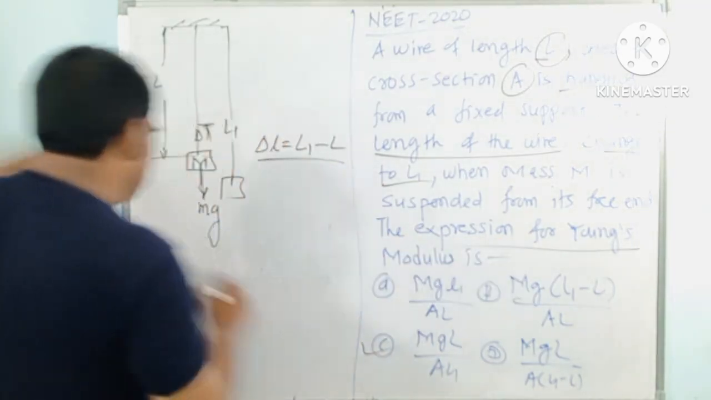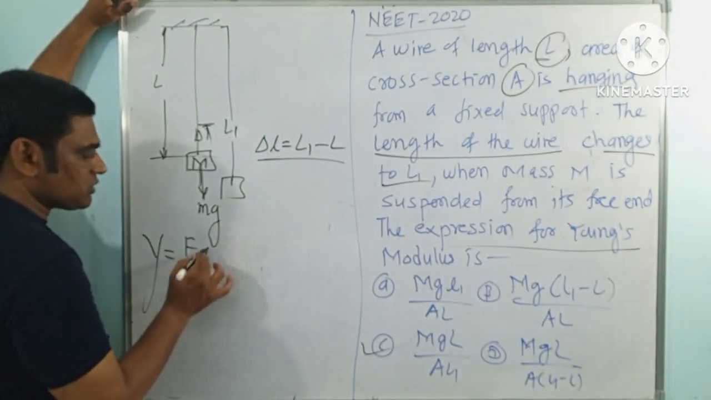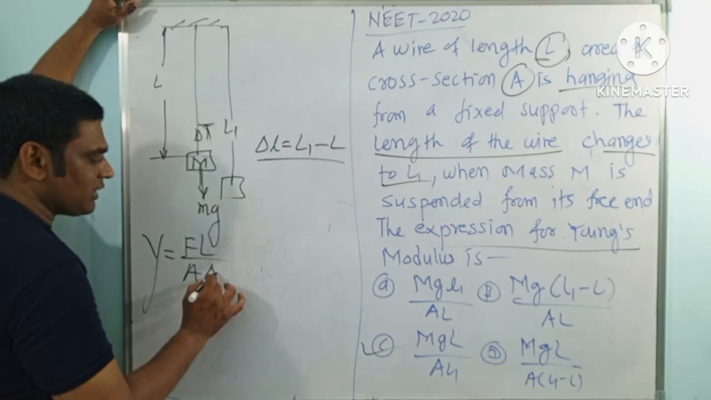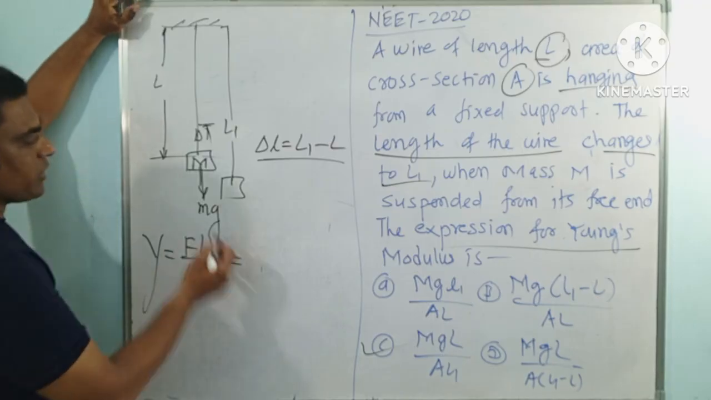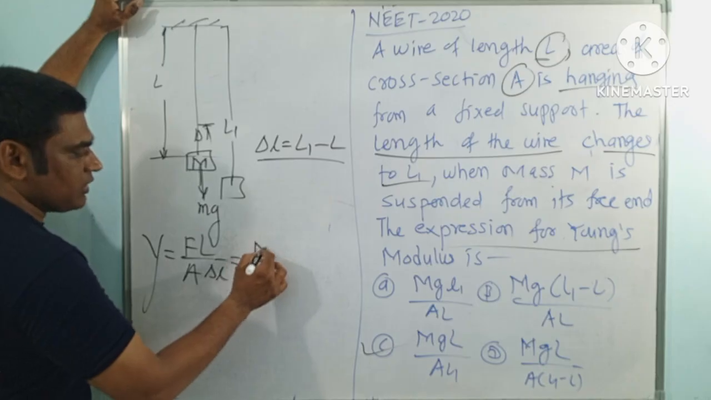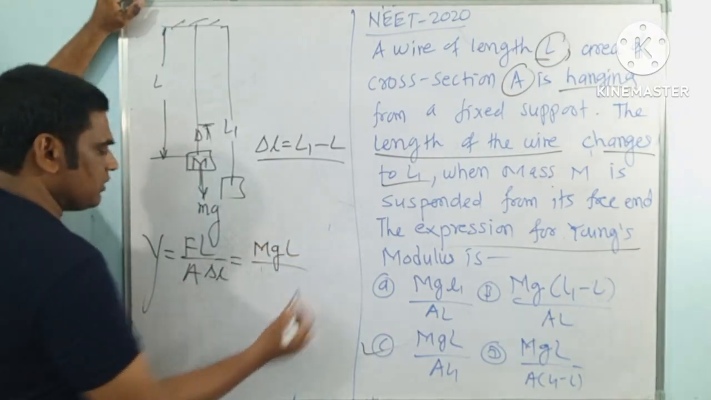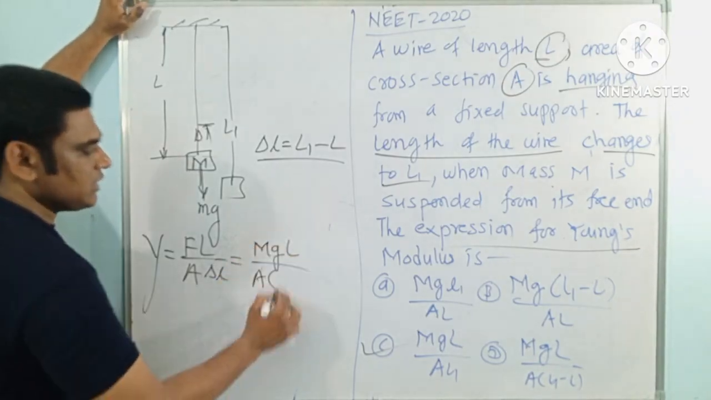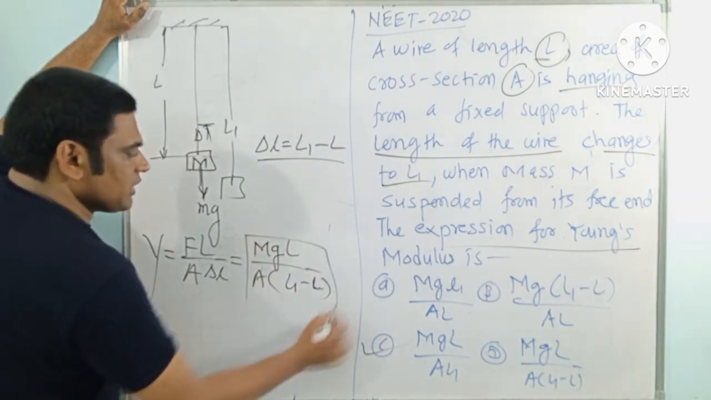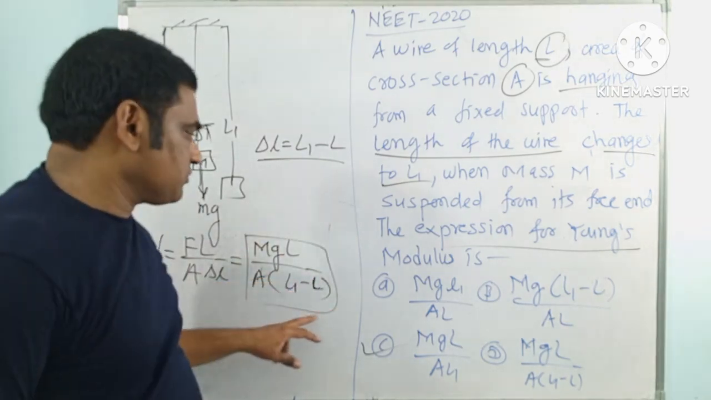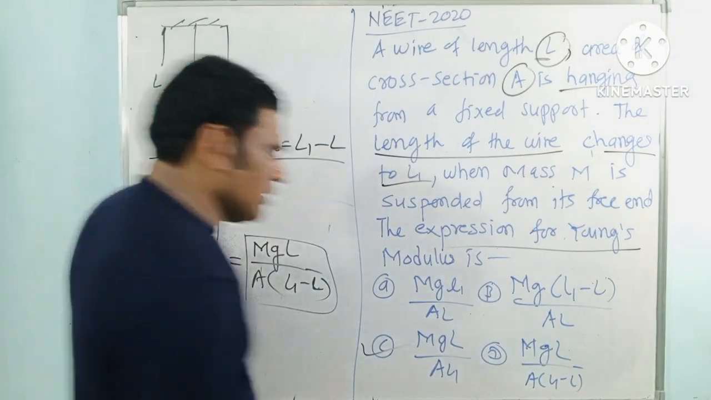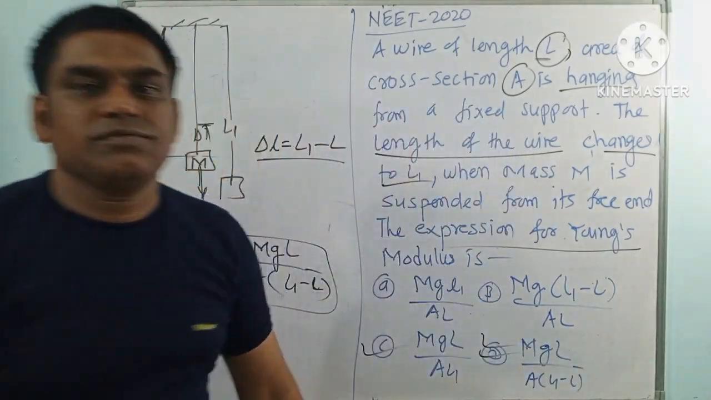Now they are asking for the expression for Young's modulus. So Young's modulus is force times original length divided by cross sectional area into change in length. So force is mg, tension basically, but tension is equal to mg. That we know. Into L divided by area into delta L, which is L1 minus L. So where is the option? Check. mgL divided by A into (L1 minus L). So option D is the answer.